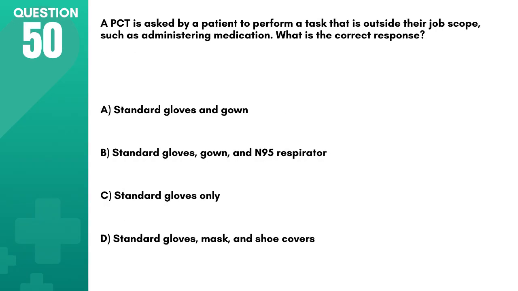Question 50. A PCT is asked by a patient to perform a task that is outside their job scope, such as administering medication. What is the correct response? A. Perform the task if it seems simple enough. B. Explain that the task is beyond their role and find the appropriate person. C. Ask a coworker PCT to perform the task instead. D. Tell the patient they are not allowed to ask for that.